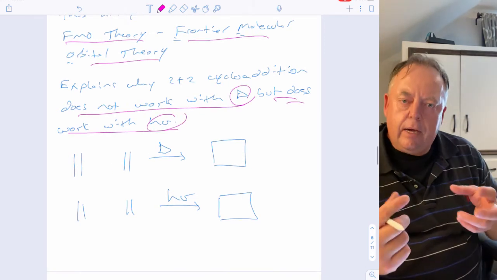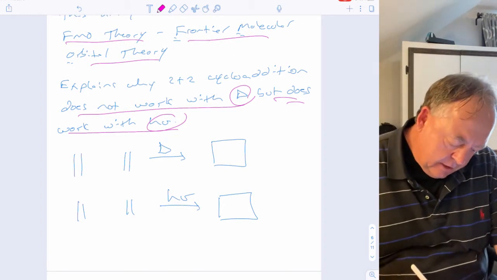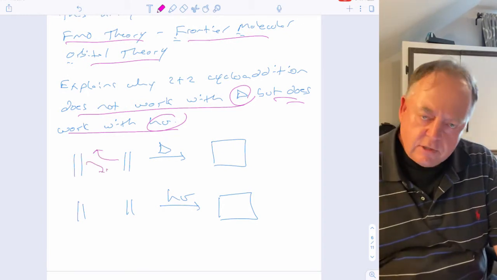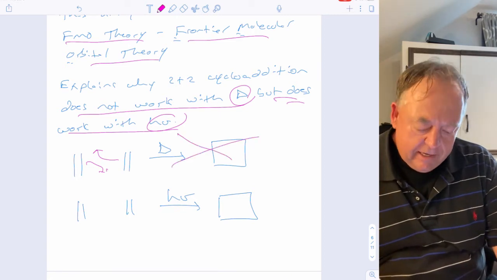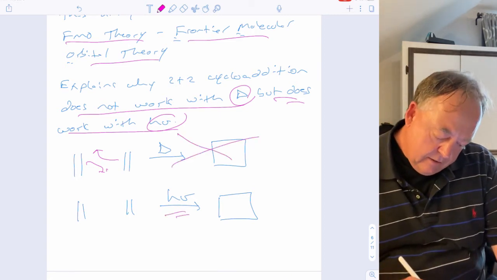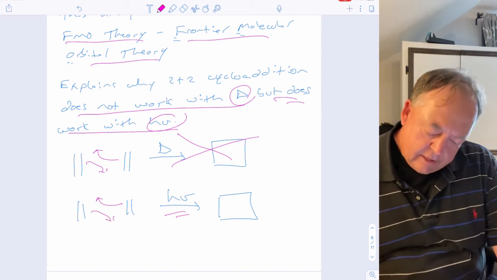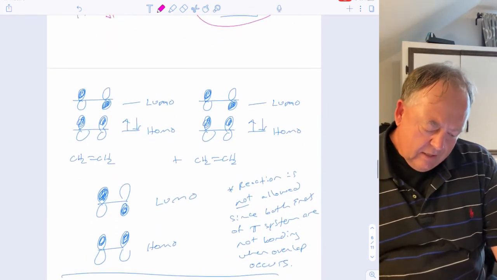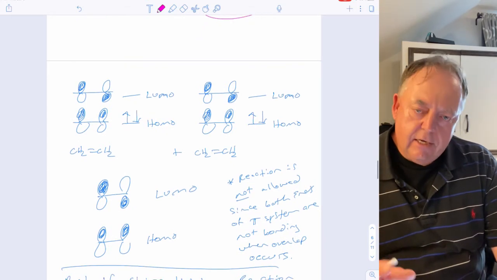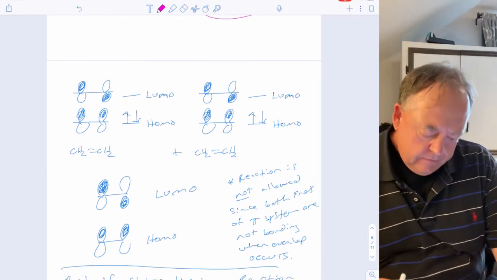So if you just took 2 alkenes and you heated it up, can this happen? Can you just move those electrons like that and make cyclobutane? Well, the answer is no. Not if you heat it, but if you shine light on it, then it works. Then you can make a cyclobutane. So how does that work? Again, to understand that, we need to look at the molecular orbitals.